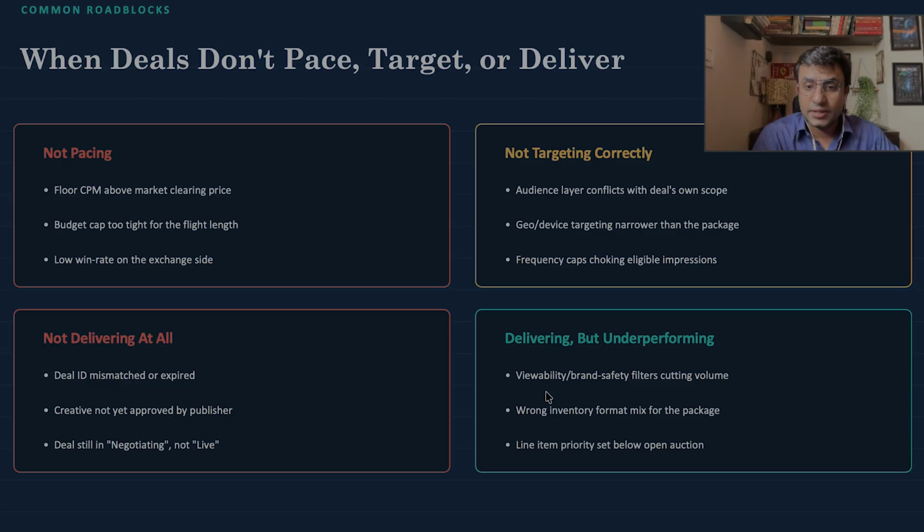We will check viewability and brand safety filters. It might be cutting volume. And we will go to the line item level. We will go to the deal troubleshooter. We'll select the deal, because in the deal troubleshooter itself, we get to see what exactly is blocking our particular number of impressions. It could be factors like viewability, frequency, or viewability plus frequency plus audiences.